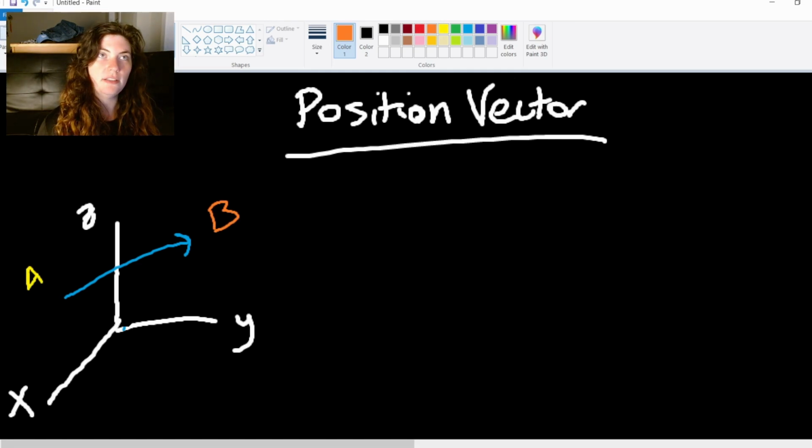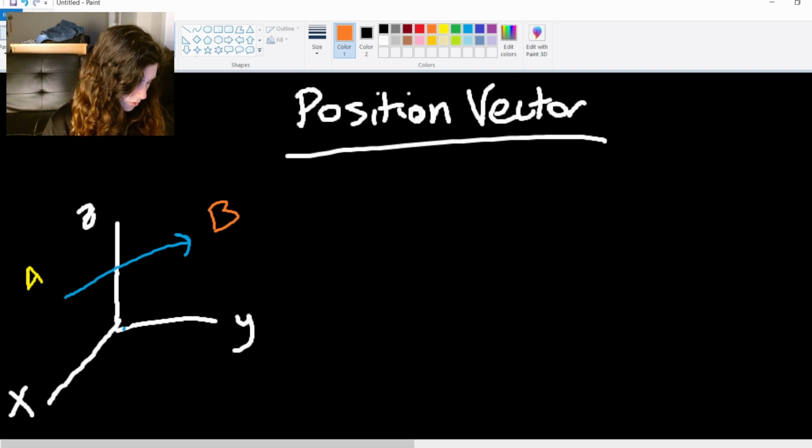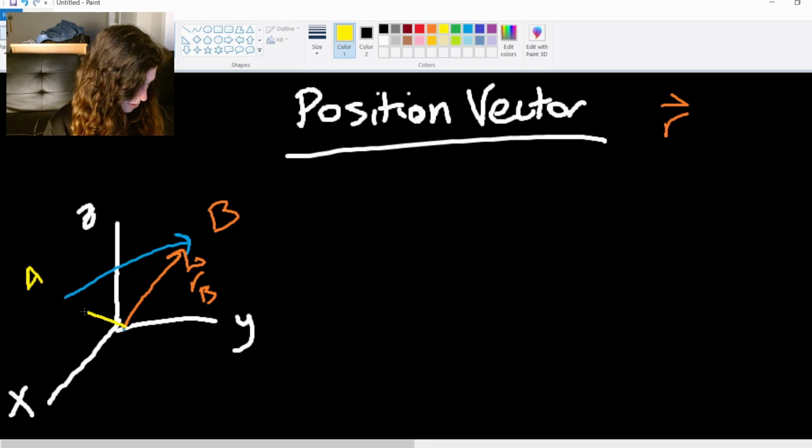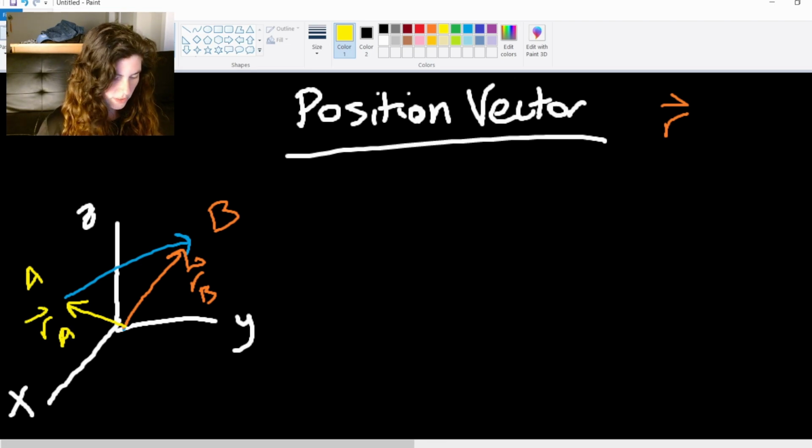So we like to imagine if it starts at point A and ends at point B, we can imagine that this is two vectors, one leading from the origin to point A and one leading from the origin to point B. This is my position vector, always denoted with an R. Our position vector is going to be R. Vector B from the origin, and from the origin out to our position at A, vector A.